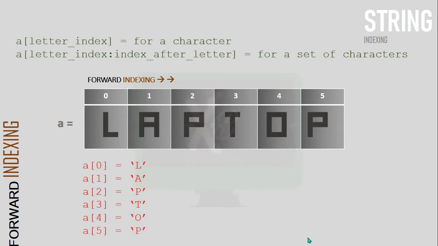So A square bracket 0 is going to give me L. A square bracket 1 is going to give me A. Till A square bracket 5 is going to give me P. Alright, so we have 2P here, A square bracket 2 and A square bracket 5.